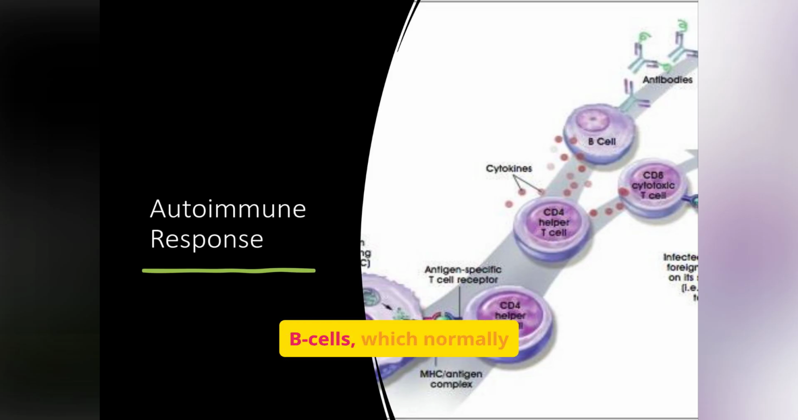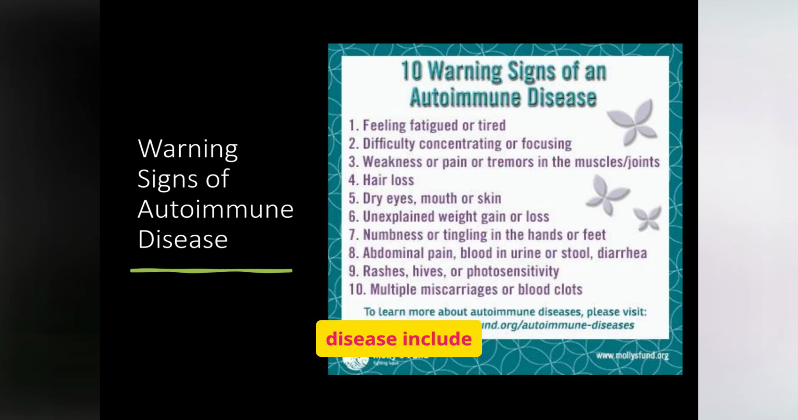T cells and B cells, which normally protect us, begin attacking healthy organs and systems. The result is inflammation that can manifest in various ways: joint pain in RA, kidney issues in lupus, or nerve damage in MS. Understanding this cascade helps nurses educate patients about why symptoms fluctuate and why long-term treatment is needed. Warning signs of autoimmune disease include fatigue, difficulty concentrating, muscle or joint pain, hair loss, dry eyes, mouth, skin, unexplained weight changes, numbness, abdominal pain, rashes, and multiple miscarriages.